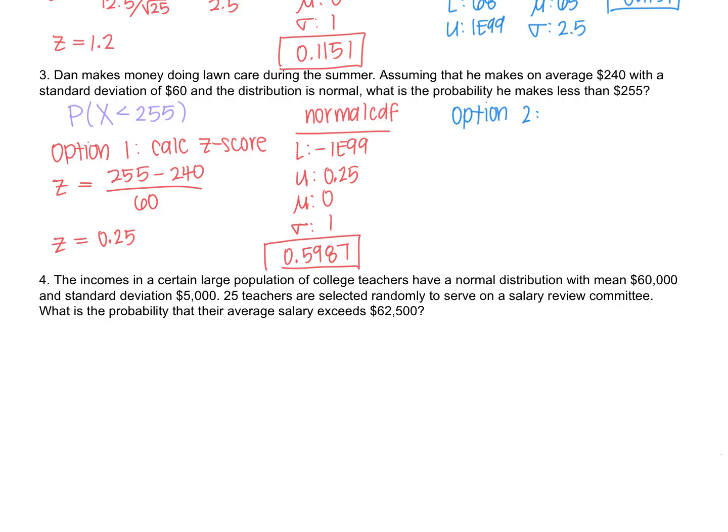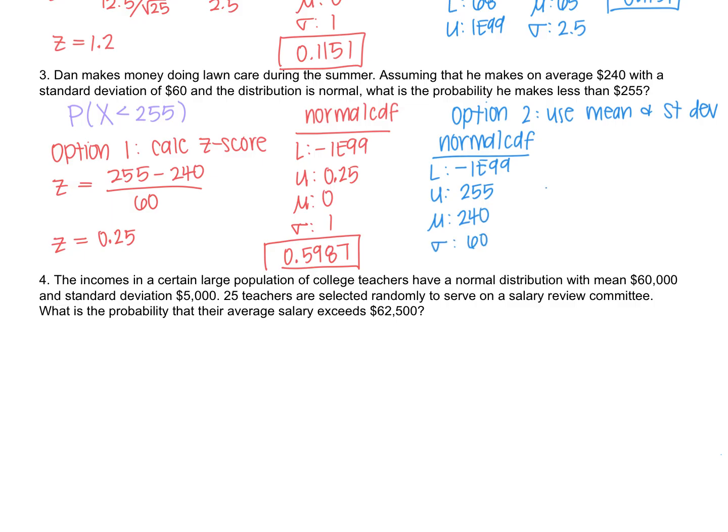Option 2, where we use our mean and standard deviation. So again, because our probability is a less than, the lower bound is negative 1E99. The upper bound is the 255, mean of 240, standard deviation of 60. We still get 0.5987.